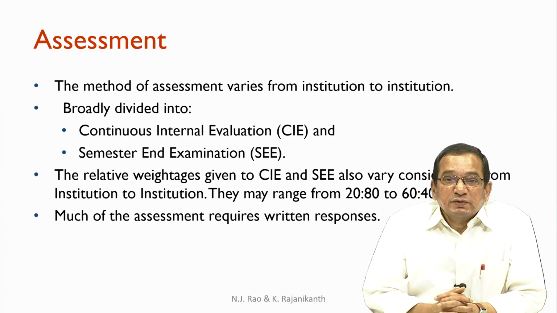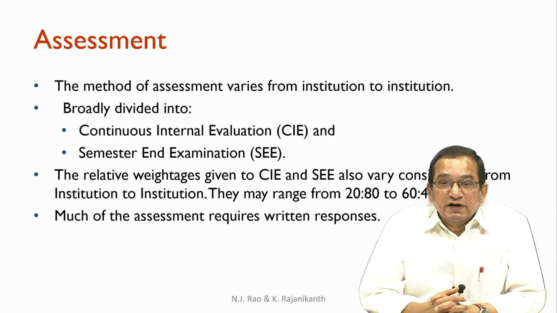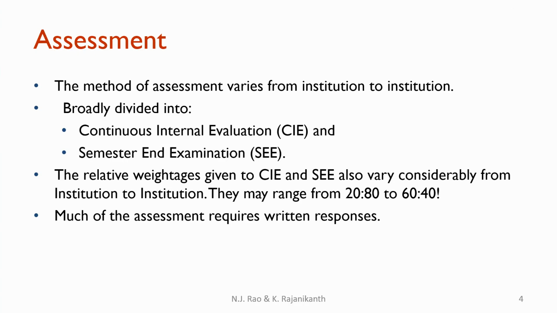The method of assessment varies dramatically from institution to institution. We have a very large amount of variation in the way the assessment is implemented in different universities, different institutions. But very broadly, we can divide the assessment into two parts: the continuous internal evaluation and semester end examination. The relative weightages given to the CIE and SCE also vary considerably from institution to institution.